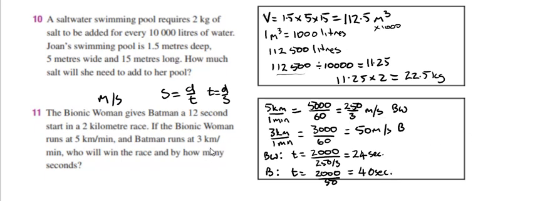But the other information is that the Bionic Woman gave the Batman a 12-second start. So if I added 12 seconds on to the Bionic Woman, I would get 36 seconds, which means that the Bionic Woman wins the race, by 4 seconds. That's the difference between 40 and 36, by 4 seconds.